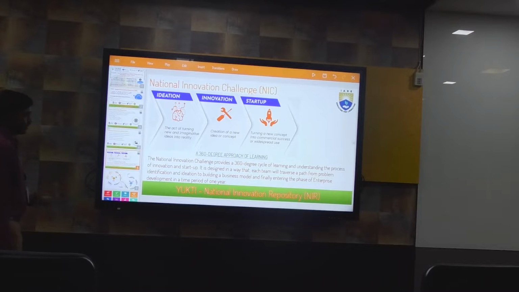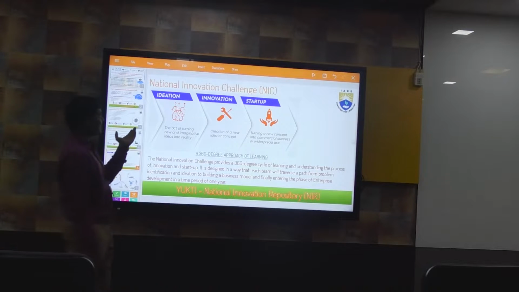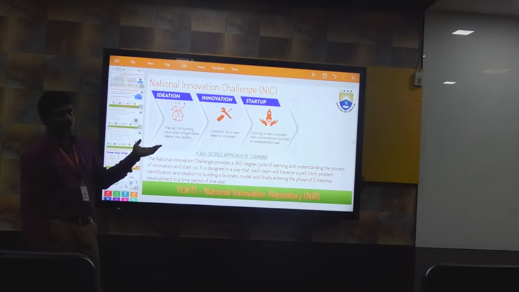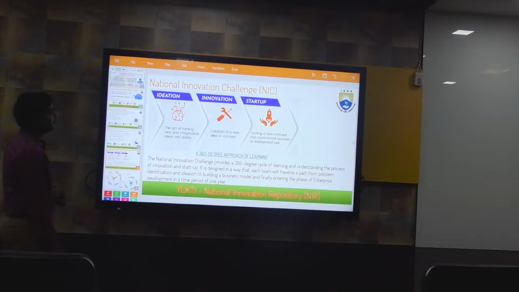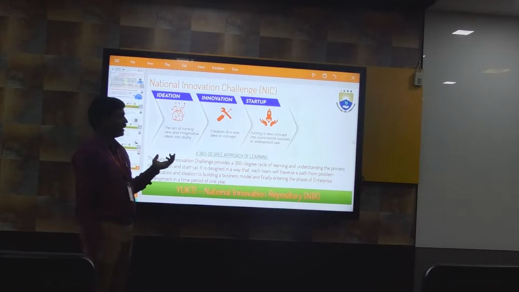As per these MOAs, they have defined what ideation, innovation and startup are. Ideation is the act of turning new and imaginative ideas into reality. That is the first level. The second is the innovation level, the creation of a new idea or concept. And the third level is the startup, which is all about commercialization and making a business.